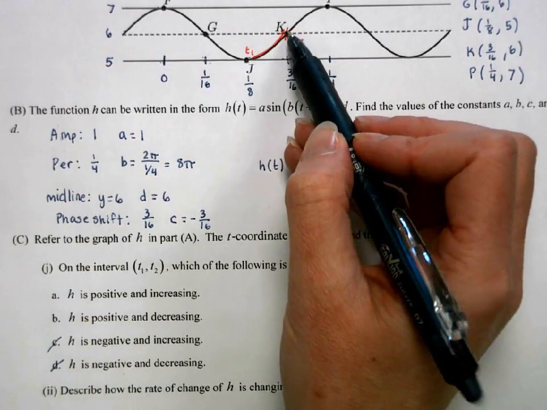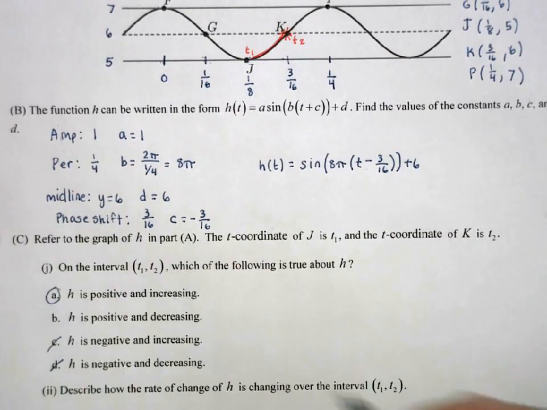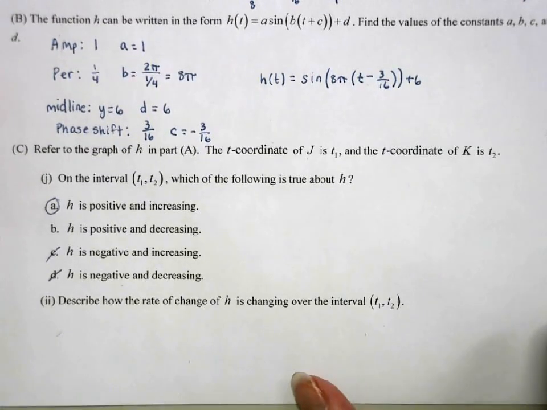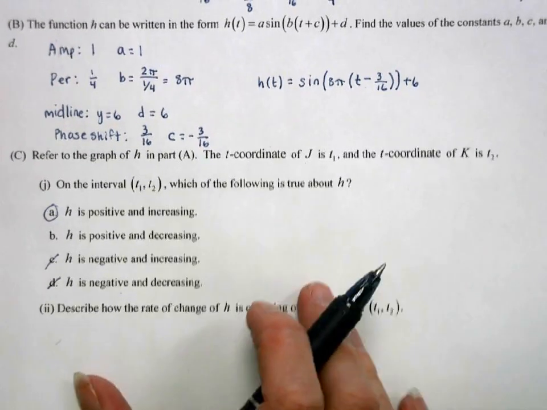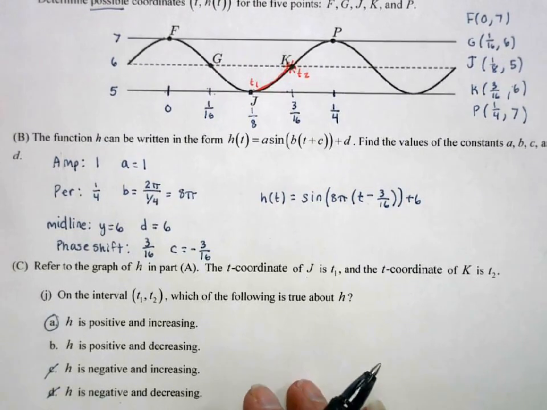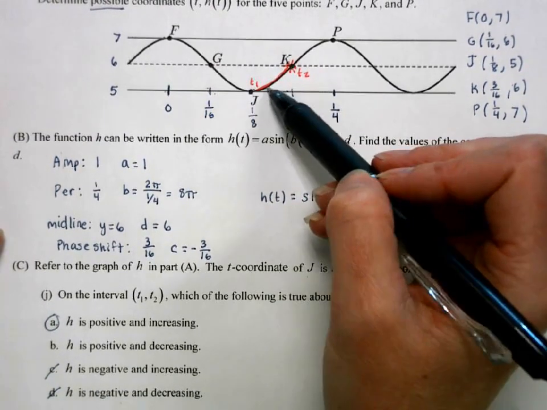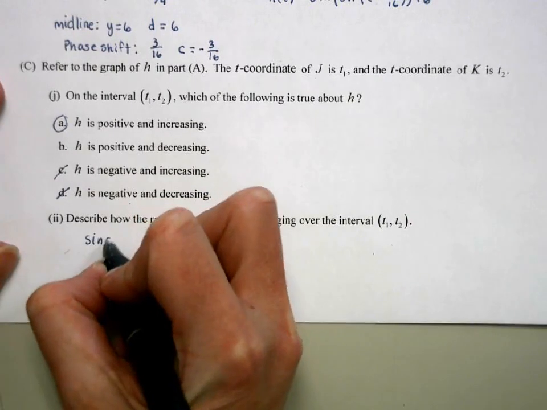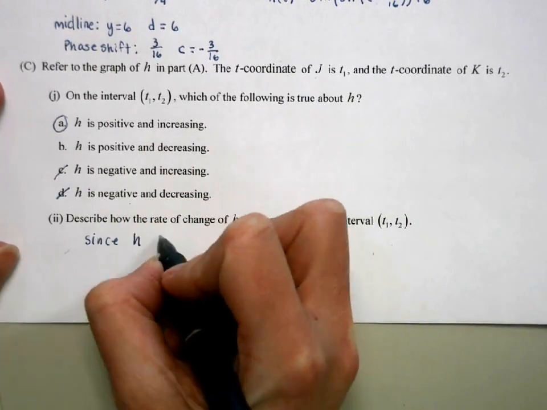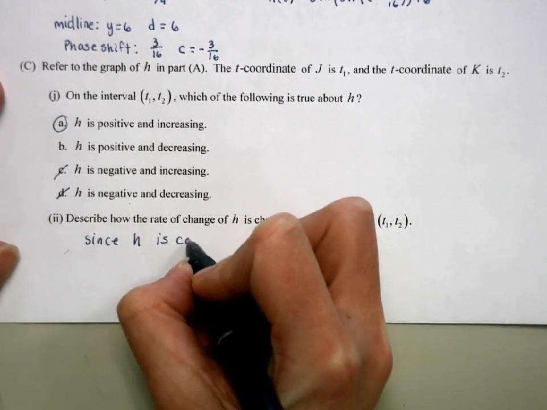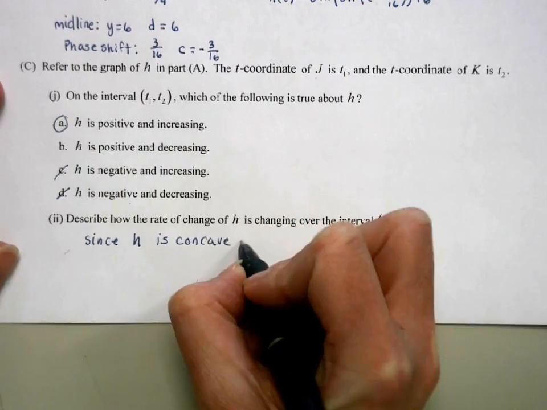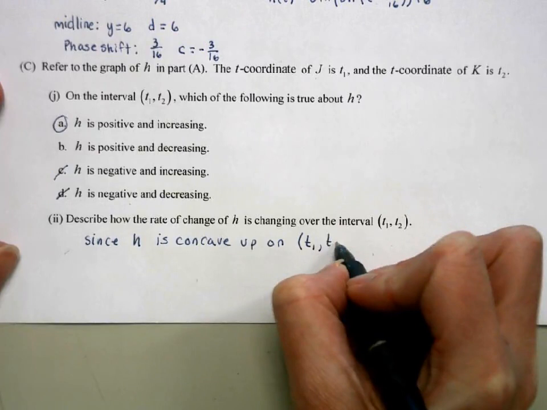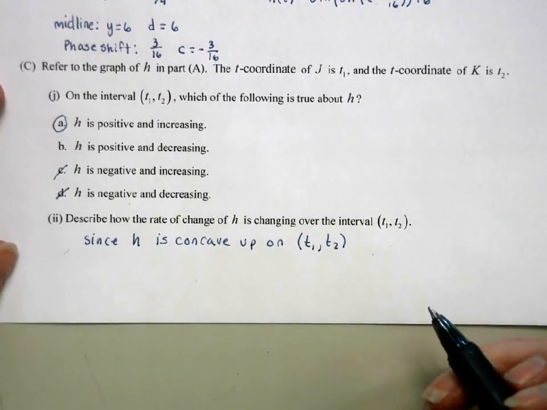The last part of the question says, describe how the rate of change is changing. We are looking at the concavity. Here is concave up. So since our graph is concave up on T1, T2, we want to say what interval, because our graph is not always concave up, but on the interval in question, it is.